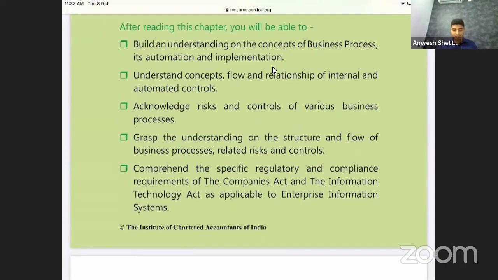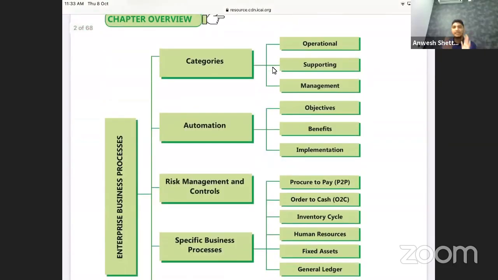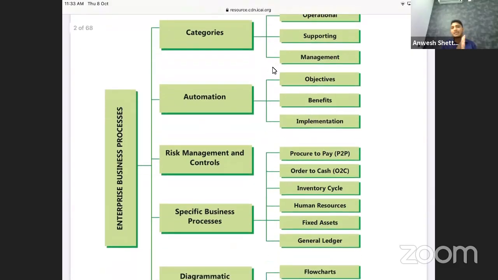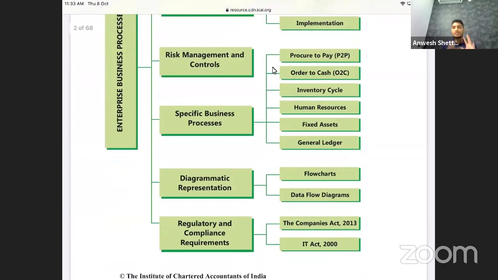So now we'll be discussing some of the aspects of chapter number 1. This is your chapter 1 in a nutshell. What does that entire chapter comprise of? First, they talk about different types of business processes. Then we will talk about different types of automation that we can do. Then we'll talk about risk management and controls. Then specific business processes, then diagrammatic representations, and last, regulatory and compliance requirements.